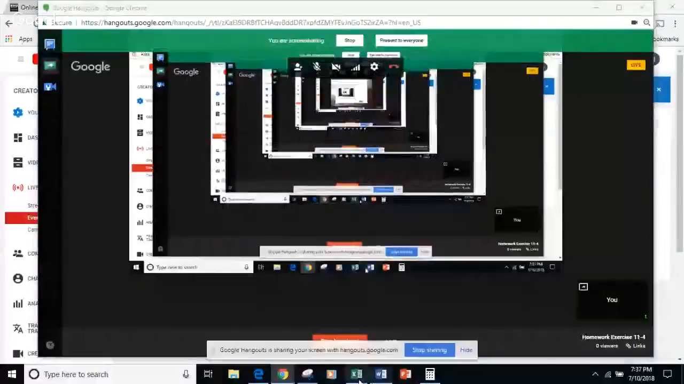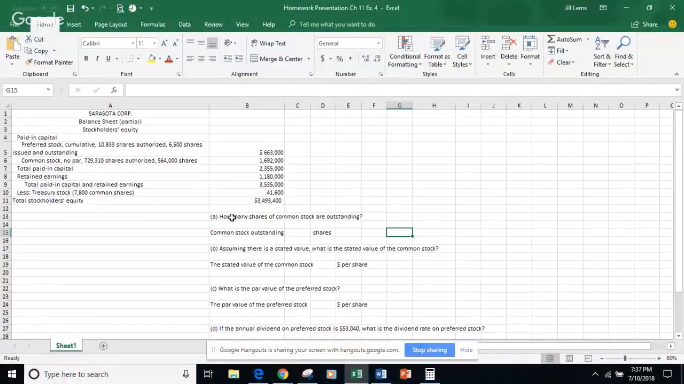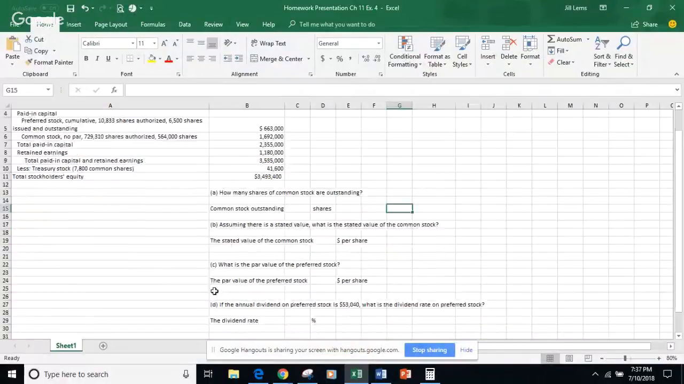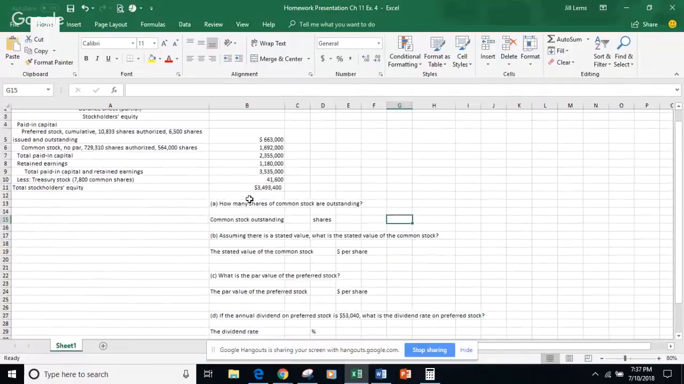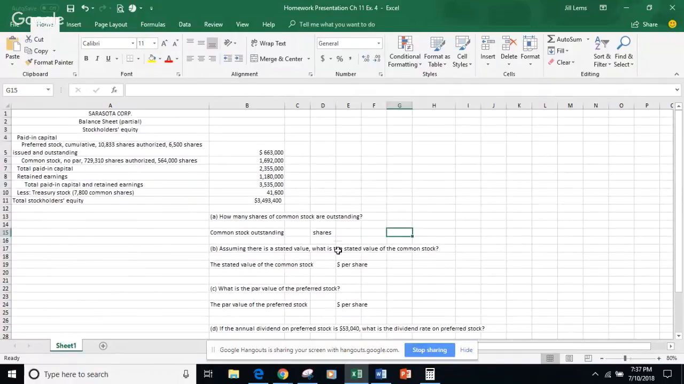Screen with you. I'm going to answer questions A through E to analyze the stockholders' equity sheet and answer these questions. So the first question is, how many shares of common stock are outstanding?